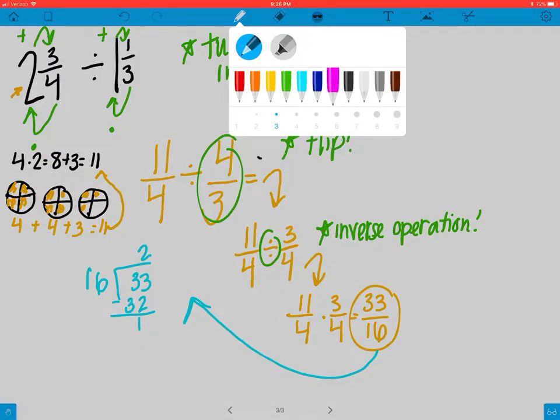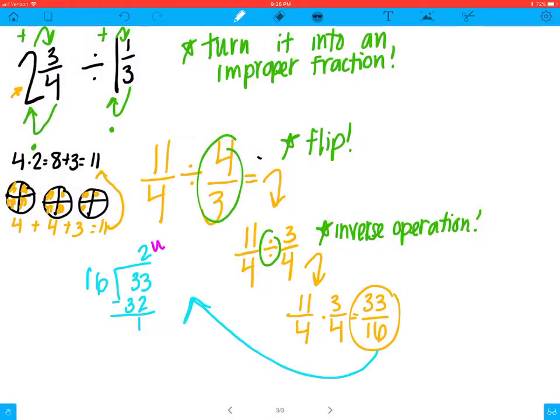The 2 is my whole number. The 1, that's a remainder. We talked about that earlier. When I have a remainder, I could write remainder 1, or I can write it as a fraction and be really powerful and write 2 and 1/16.